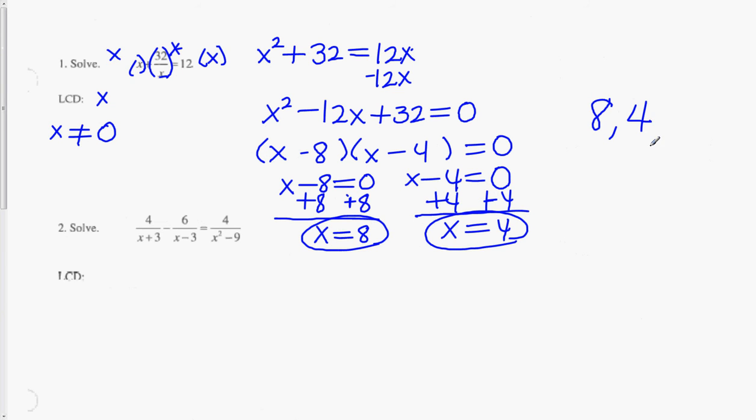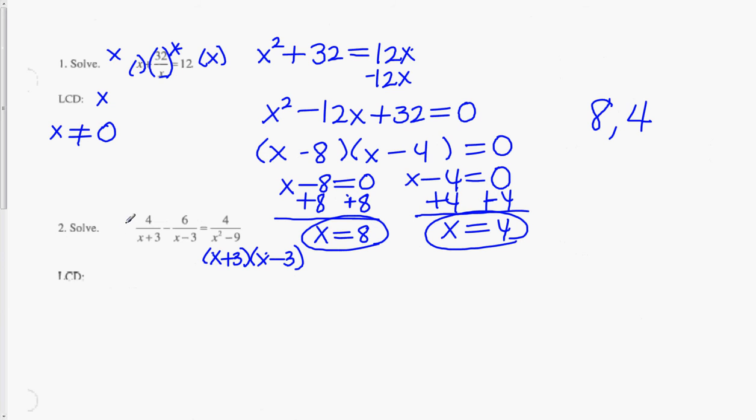I can use 8 and 4 because remember the only number I had to stay away from was 0. Okay, so not too bad. Pretty straightforward. Let's look at the next one. This last fraction is not factored. It's the difference of two squares. So x plus 3, x minus 3.